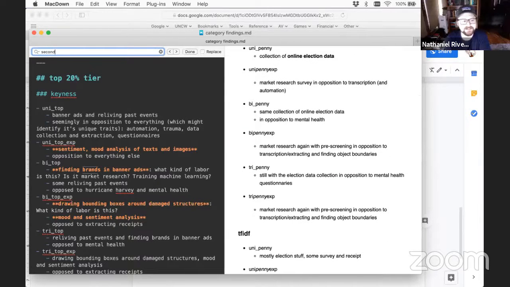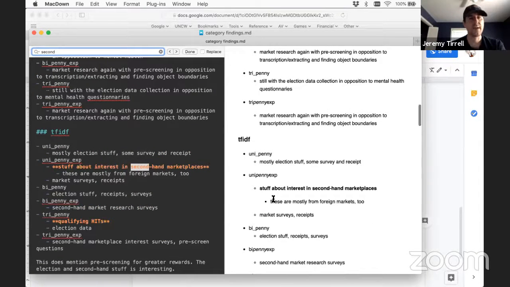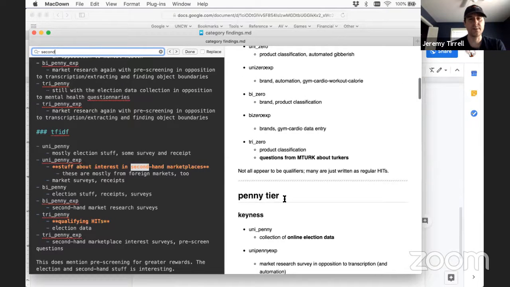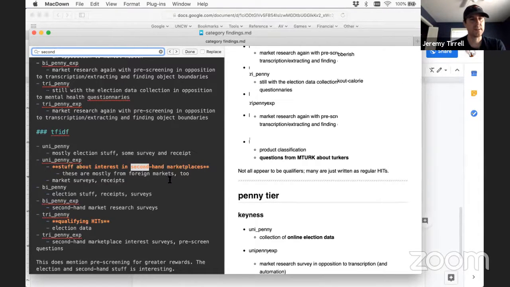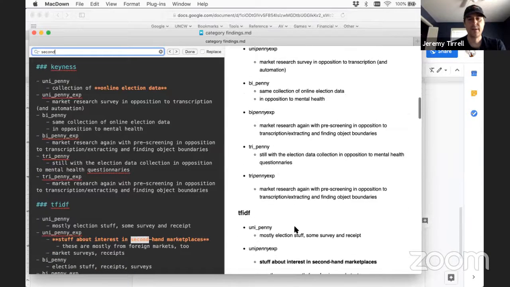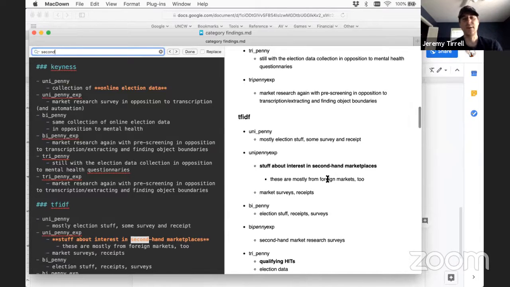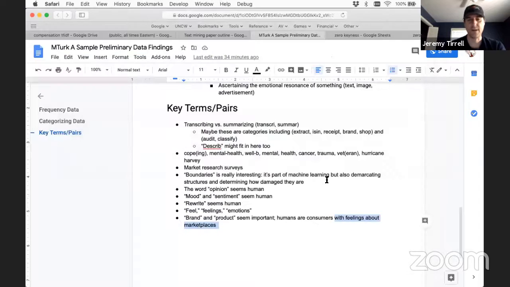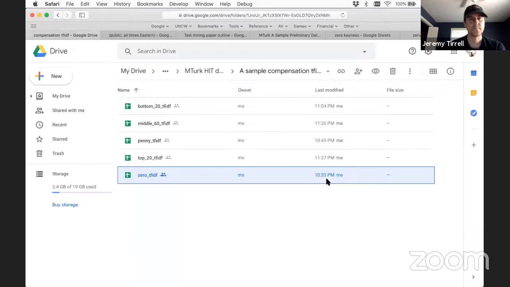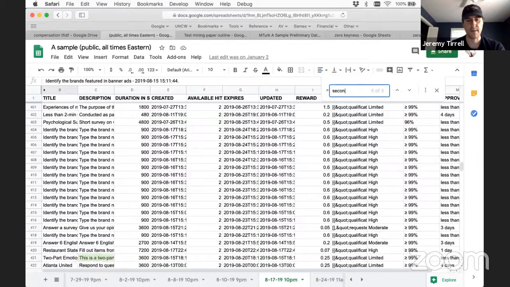Now, was this in the TF-IDF? Yes, TF-IDF, penny tier: stuff about interest in secondhand marketplaces. And curiously, let me see if I can find, to see if it's hyphenated or not.